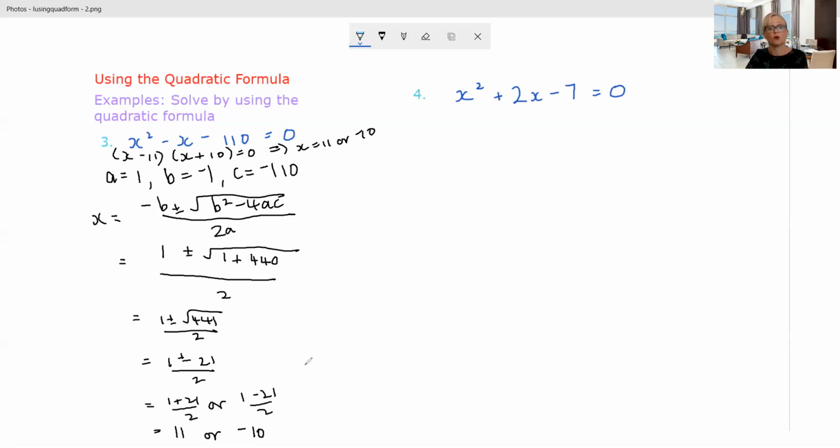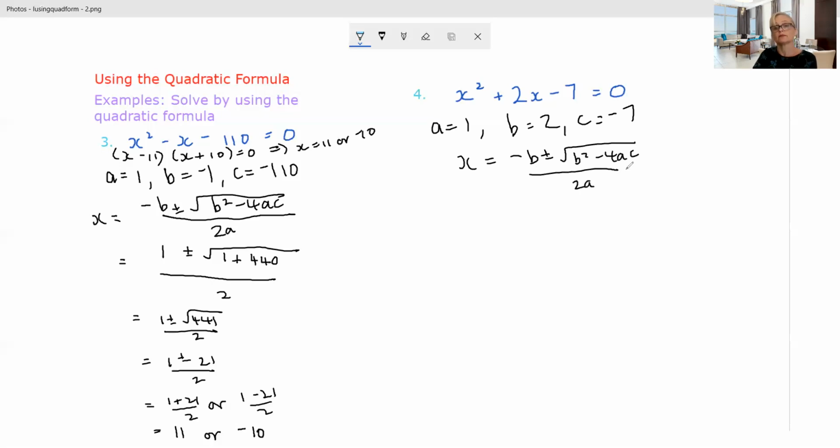You wouldn't go about all of this sort of stuff unless you're asked to do it or unless it's actually necessary. Now, it is going to be necessary with this next example because we're not going to be able to factorise that one anyway, all right? And we have been asked to use the quadratic formula, so we're going to do it anyway. So A is 1, B is 2, C is -7. Again, write down your rule. Negative B plus or minus square root B squared minus 4AC all over 2A.